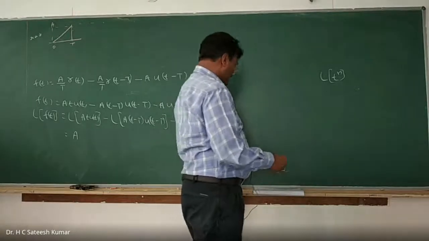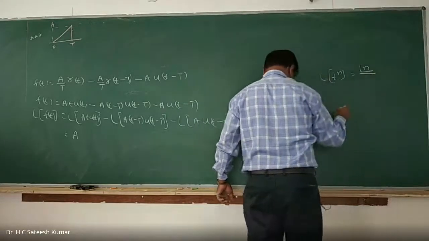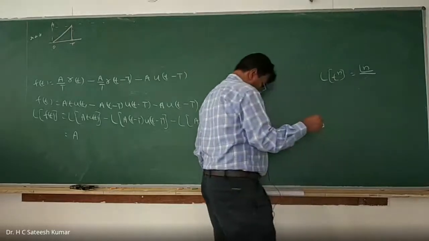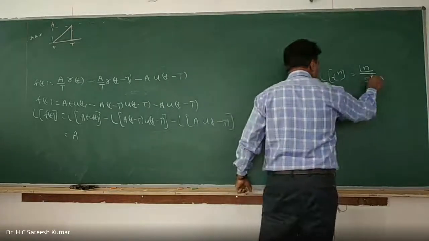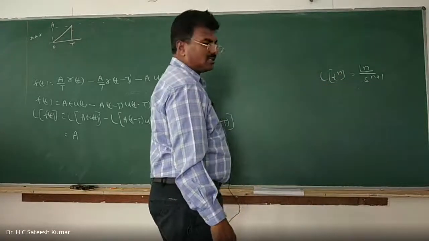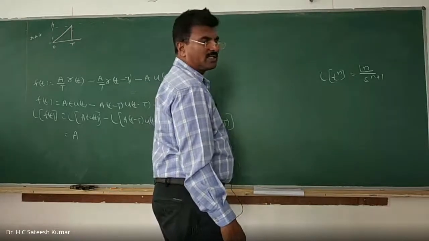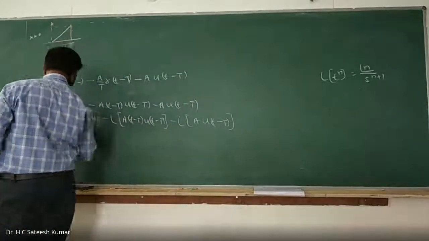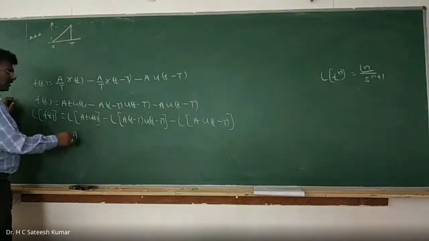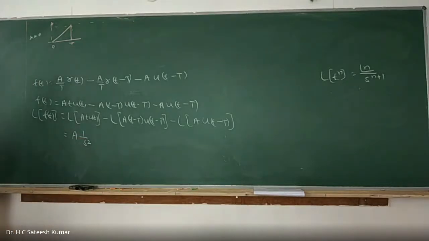Laplace transformation of t to the power of n is n factorial divided by s to the power of n plus 1. If n is 1, what? 1 factorial is 1, divided by s to the power of n plus 1, which is 1 plus 1 is 2. So 1 by s square you will get. So therefore a into 1 by s square. A into 1, t into u of t is 1 by s square you will get.